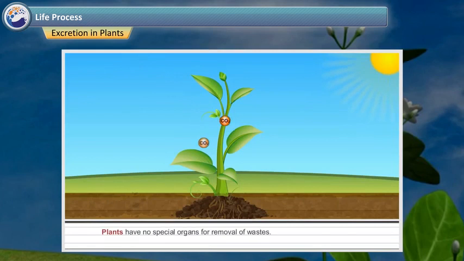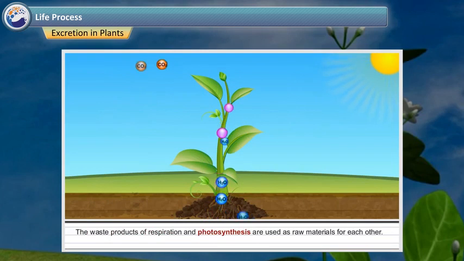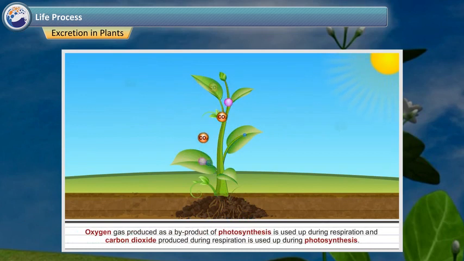Excretion in plants. Plants have no special organs for removal of wastes. The waste products of respiration and photosynthesis are used as raw materials for each other. Oxygen gas produced as a byproduct of photosynthesis is used up during respiration, and carbon dioxide produced during respiration is used up during photosynthesis.